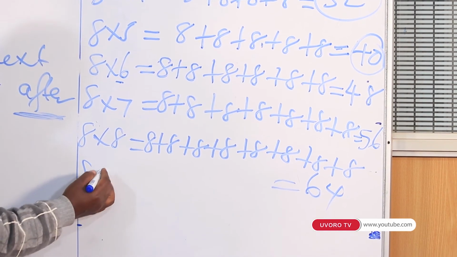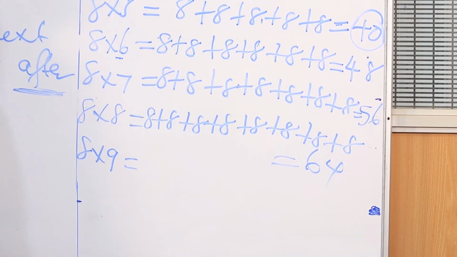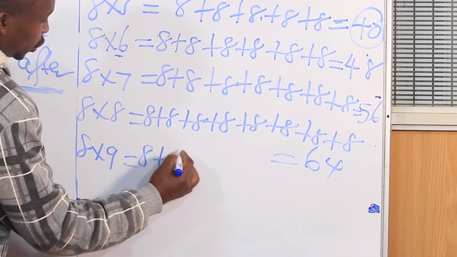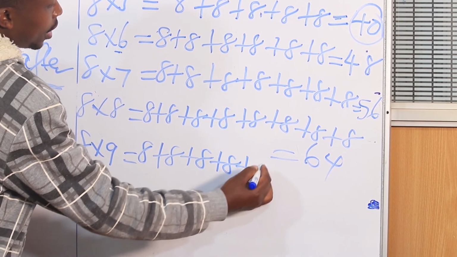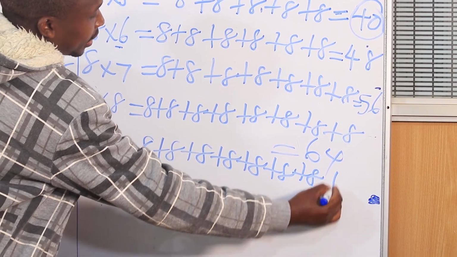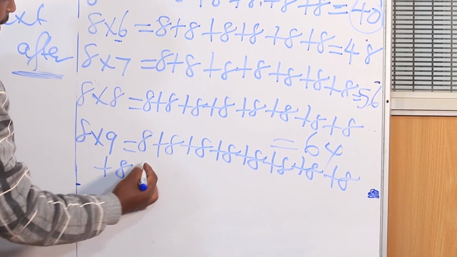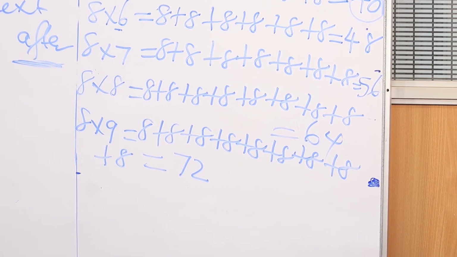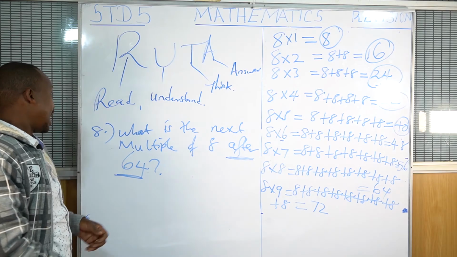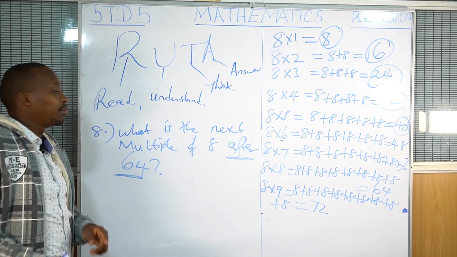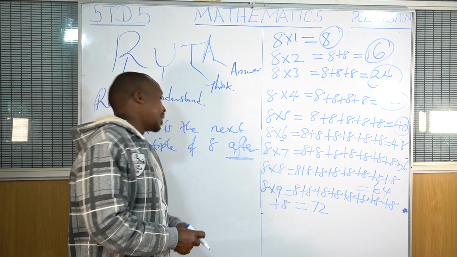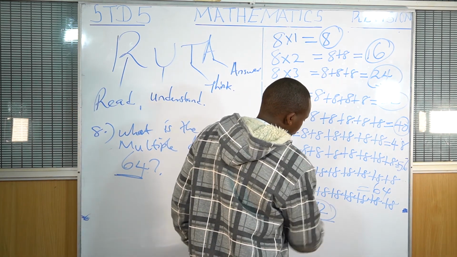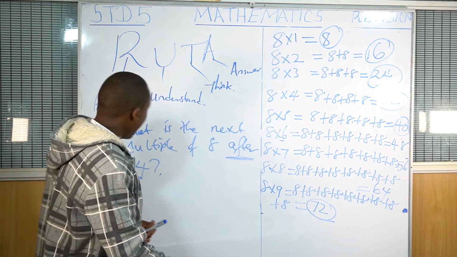Now, what is 8 times 9? How many 8s? They are 9. 1, 2, 3, 4, 5, 6, 7, 8, 9. So that is 72. Now, we go to A for answering. What is the next multiple of 8 after 64? We have 72.